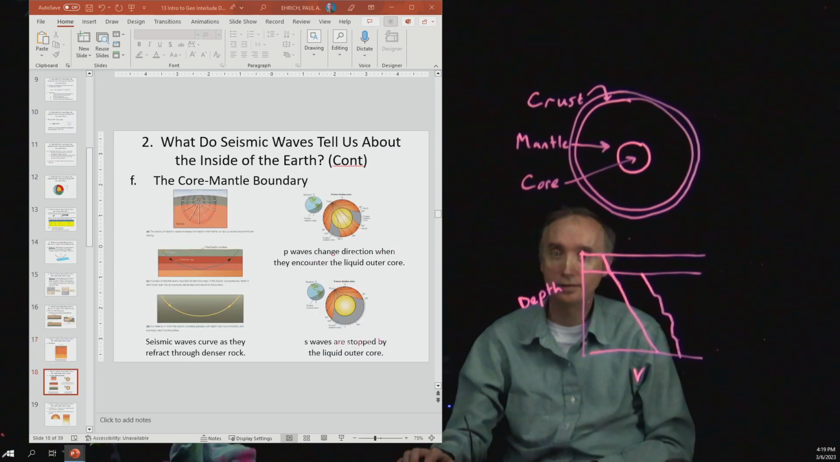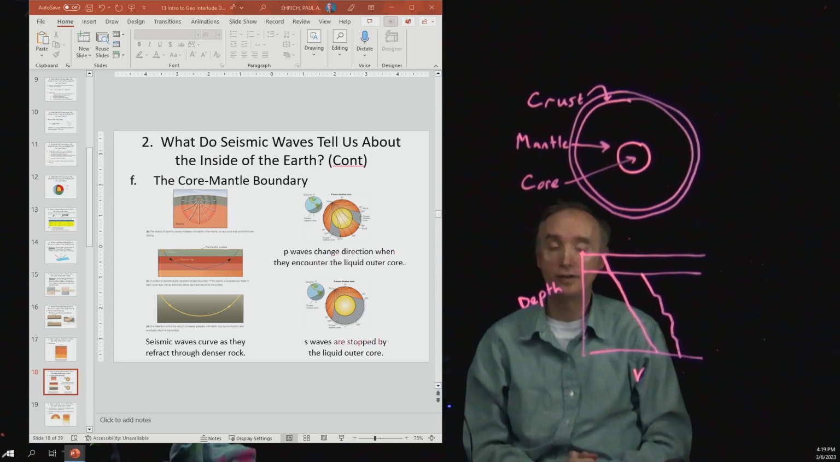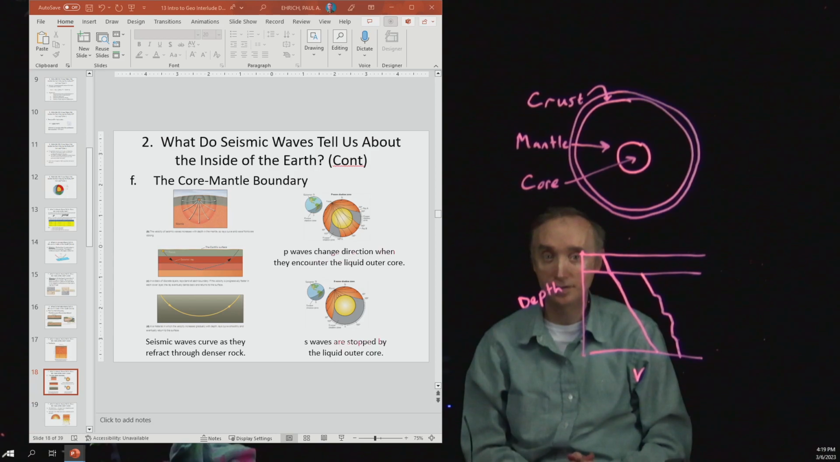Okay, let's take a break, and when we come back, we're going to find out that earthquake waves curve as they go inside the earth, and we want to find out why it does that, and then how that helps us to discover where the boundary is between the mantle and the core.